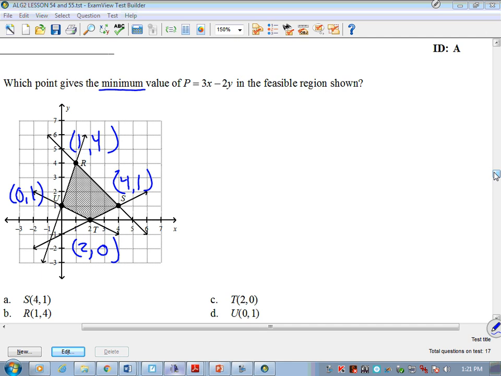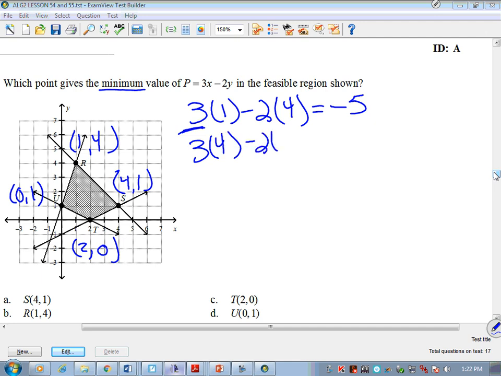Okay, and I'm going to plug those values in for X and Y in which function? 3x minus 2y. Okay, so we're going to start with 3 times 1 minus 2 times 4. So that would be 3 minus 8. Negative 5. Remember, we are looking for small numbers, and negative numbers are small numbers. All right, let's try 3 times 4 minus 2 times 1. 12 minus 2, which is 10.